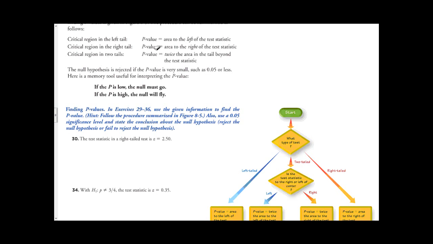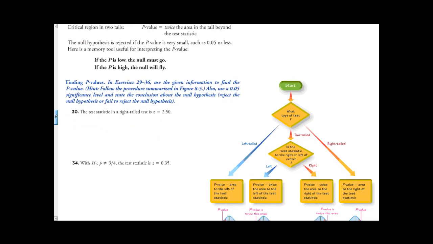All right, the p-value for a left-tail test is the area to the left of the test statistic. The p-value for a right-tail test is the area to the right of the test statistic. And the p-value for a two-tail test is twice the area in the tail beyond the test statistic in whichever direction. If the test statistic is negative, you go to the left. If the test statistic is positive, you go to the right. All right, so let's find some p-values down here.